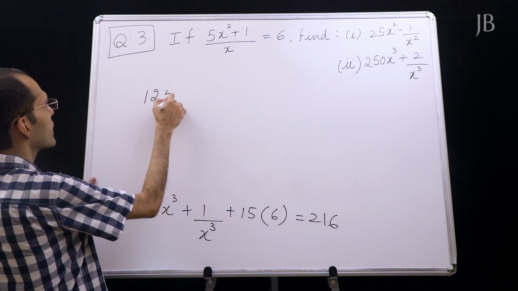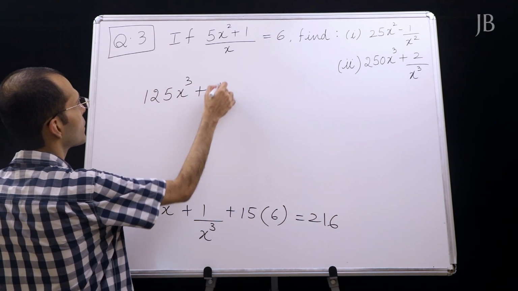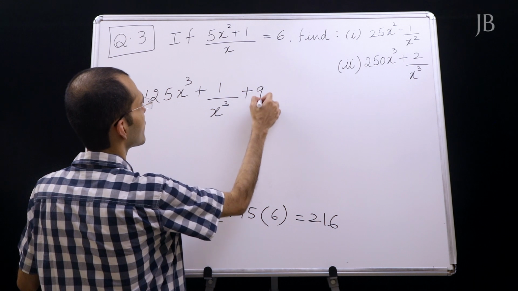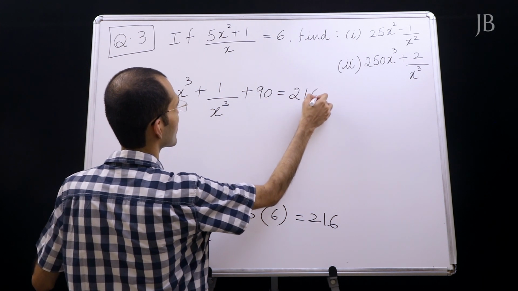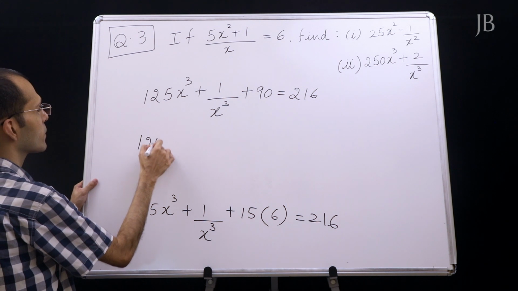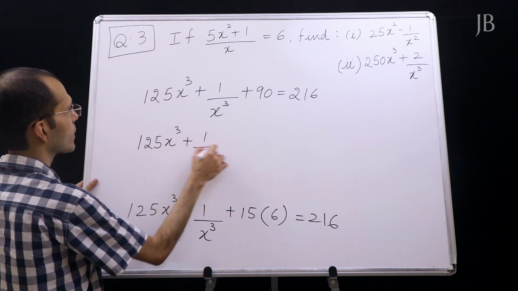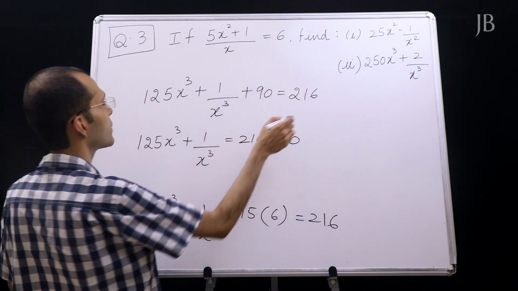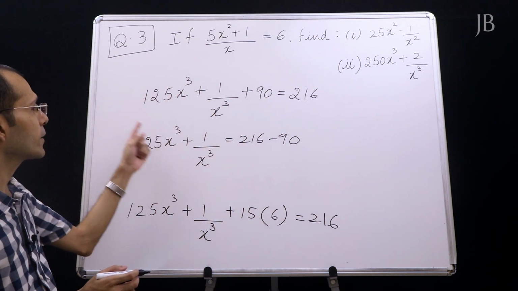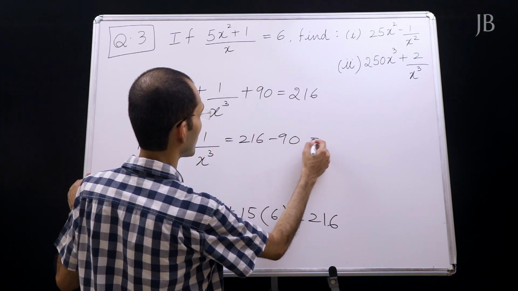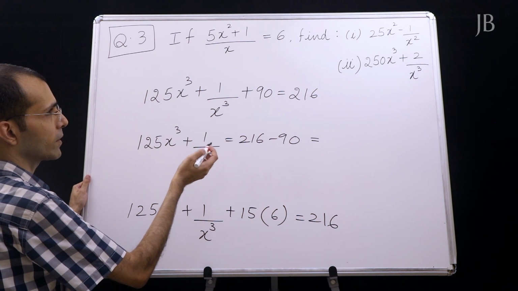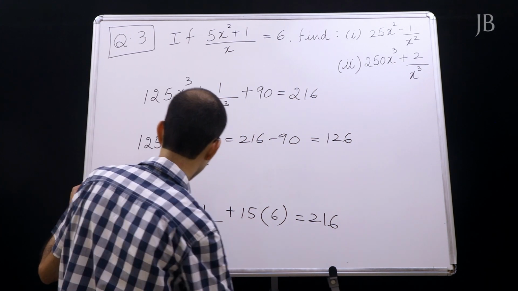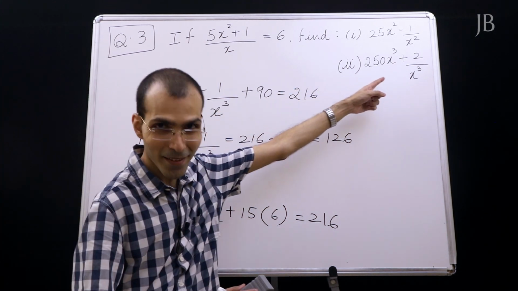So this will be 125x cube plus 1 upon x cube plus 90 is equaling 216. So 125x cube plus 1 upon x cube will be 216 minus 90. Simply transpose 90 there because we want to find this value. How much does this work out to be? If it was 100, then it would be 116. Now it is 90, so it will be 126. This does not complete your sum. Mind you, our target is this.